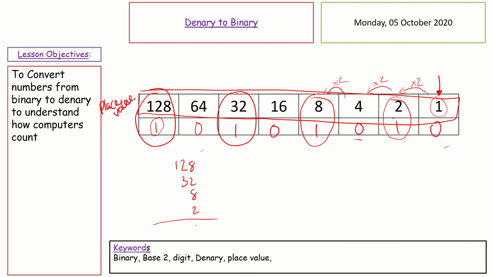So 8 plus 2 is 10, so that's 0, carry the 1. 2 plus 2 is 4, plus 3 is 7, and 1. So I can say that this binary number, 10101010, just check it's got 8 digits, is equal to 170 in my normal number system.